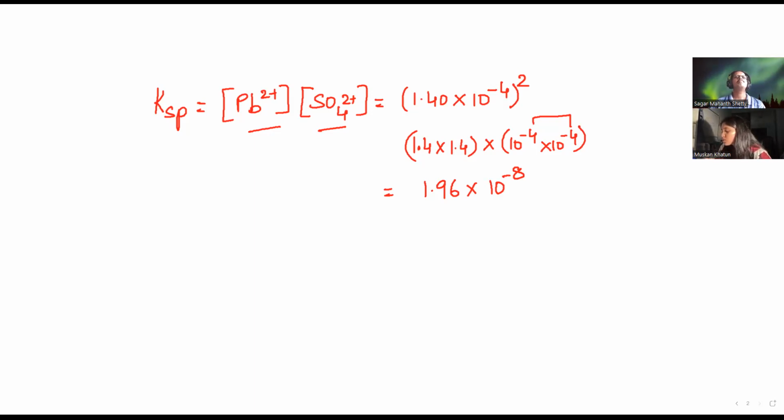F2. What is F? Fluorine, fluoride. Okay, yes. So now that could be lead fluoride. Lead fluoride, exactly. So what would the formula for lead fluoride be? PbF2.